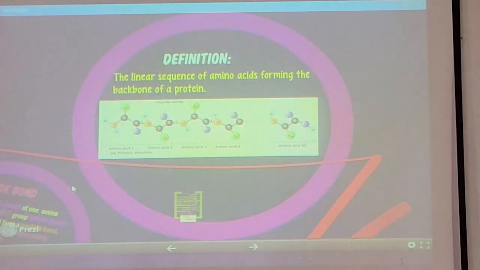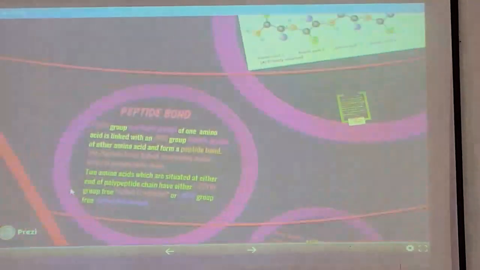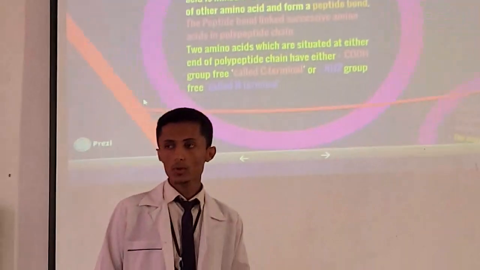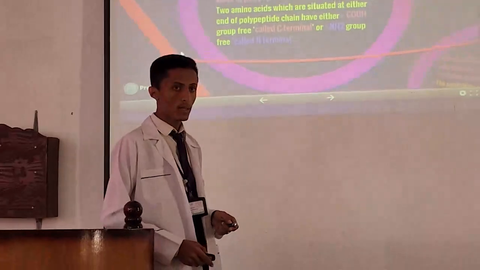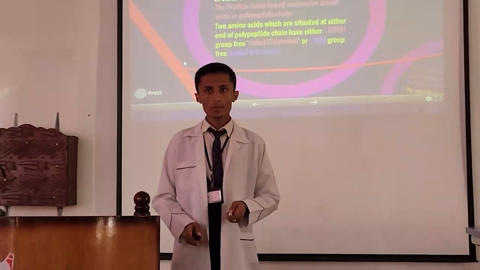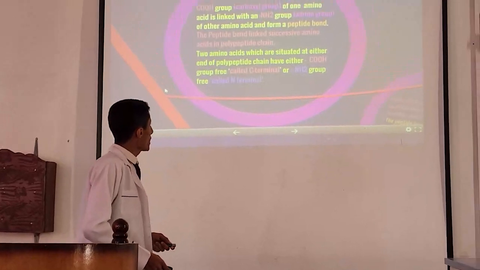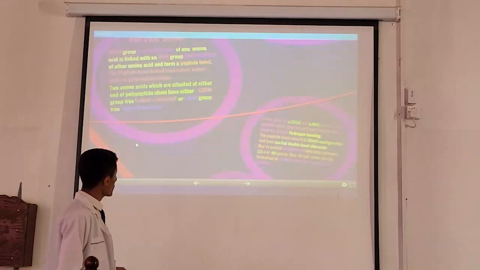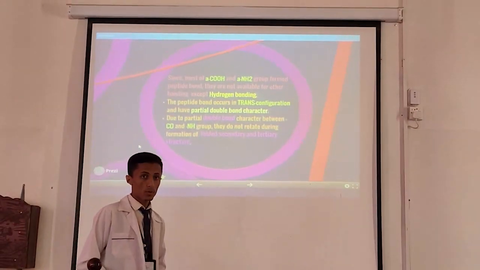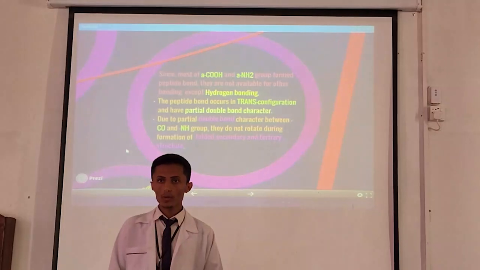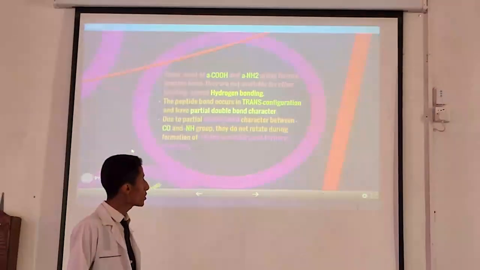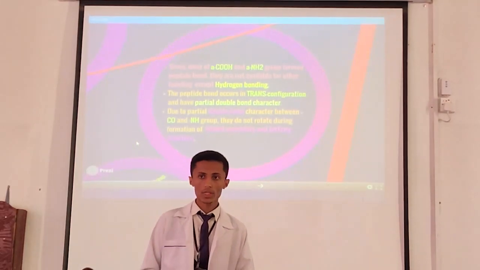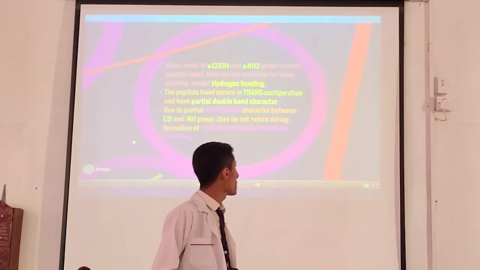Okay. We said that amino acids are linked by peptide bonds. So what is the peptide bond? When the carboxyl group of one amino acid is linked with the amino group of a second amino acid, they form a peptide bond. This peptide bond links successive amino acids to form a polypeptide chain. Since most of the carboxyl groups and amino groups are linked together to form peptide bonds, they will not form any other bonding except hydrogen bonds, to form another structure, which is the secondary or tertiary structure.